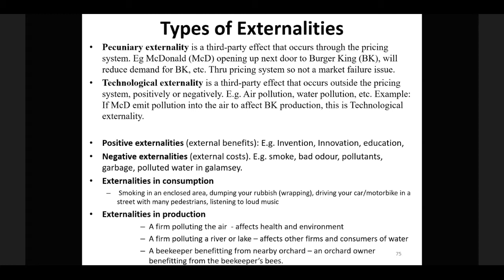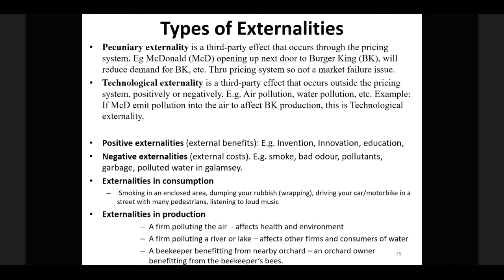Polluting water, especially in the case of galamsey in Ghana, where the galamseyers are only interested in the gold nuggets that they will get from the soil. But the issue is that they pollute water in the end. So the pollution of the water bodies is a negative externality.